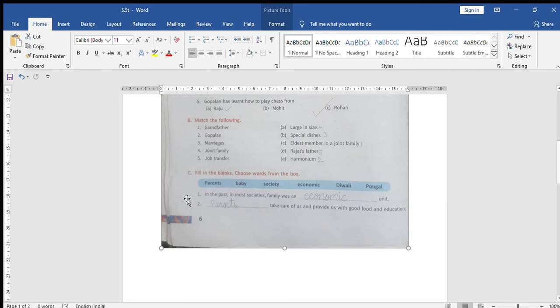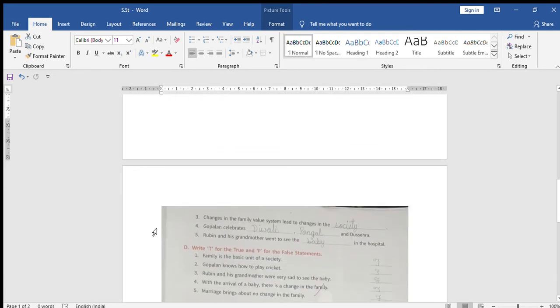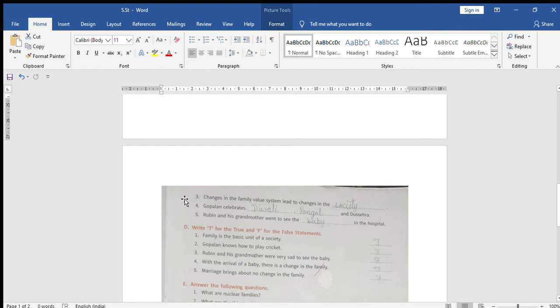Number one is, in the past, in most societies, families was an economic unit. Number two, dash, take care of us and provide us with good food and education. The answer is parents. Third fill-up is, changes in the family value system leads to changes in the society. Fourth, Gopalan celebrates Diwali, Pongal and Dashehra.